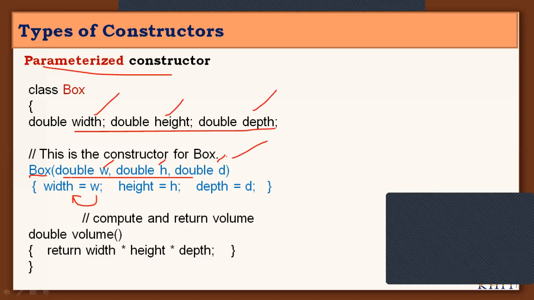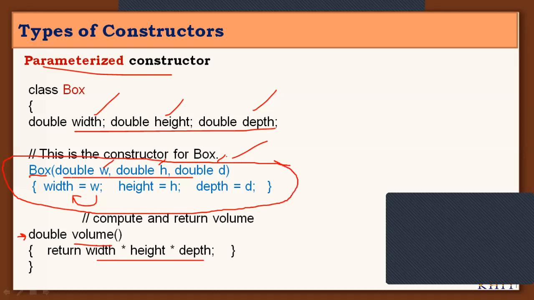Okay, this is the type of declaration of a parameterized constructor with arguments. Those arguments you can use in your logic for initializing variables or any other purpose. Coming to this method, it calculates the volume of the box by multiplying these instance variable values with height and depth.